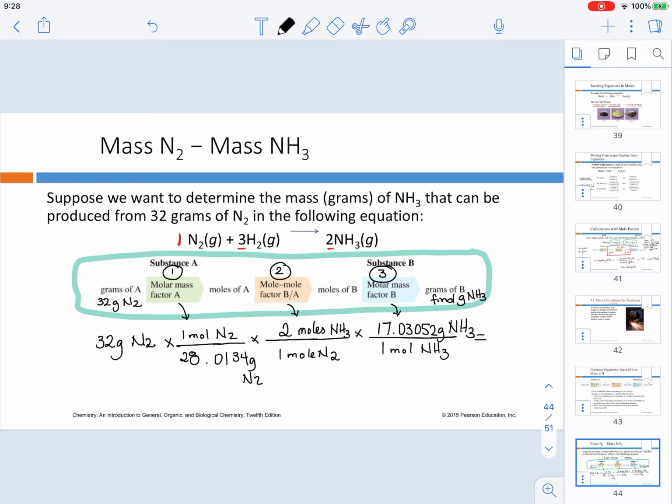Now, as you can see, we're going to multiply the top, which is going to be 32 times 2 times 17.03052. And then we're going to divide that value by 28.0134. And as you can see, that is multiplied by 1, so we're just going to divide by that number.